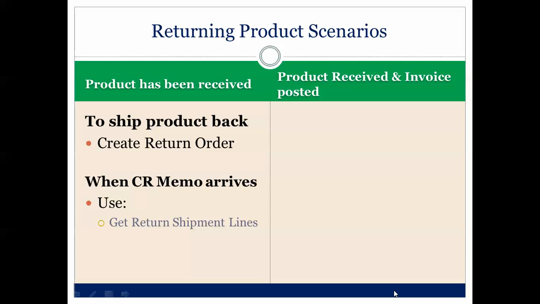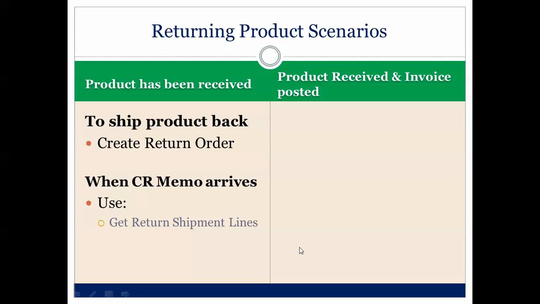Okay, so what I just showed you was the scenario to the left of the screen here where the product's only been received. At that point, if you've only received it, you're going to ship it back by creating a return order. And then when you do eventually get the credit memo, you're going to use the get return shipment lines to process.